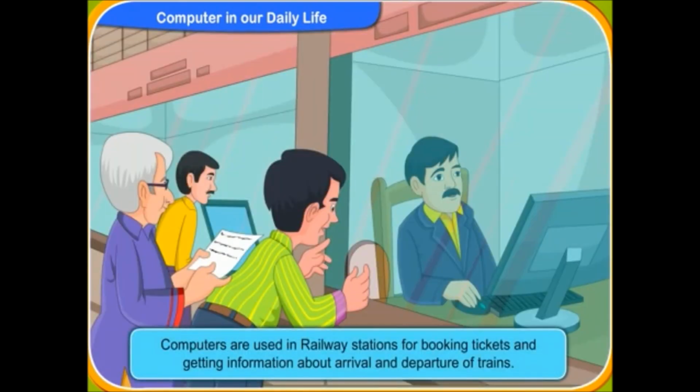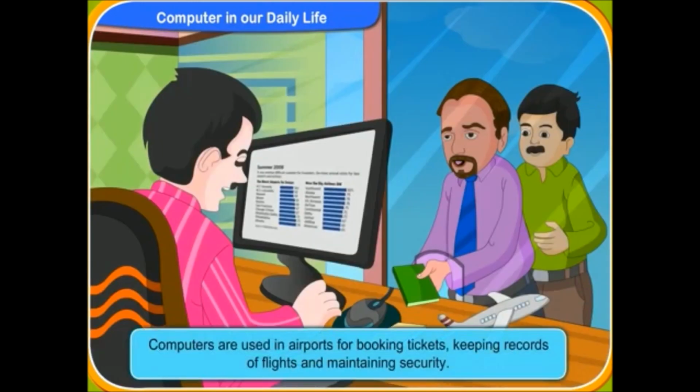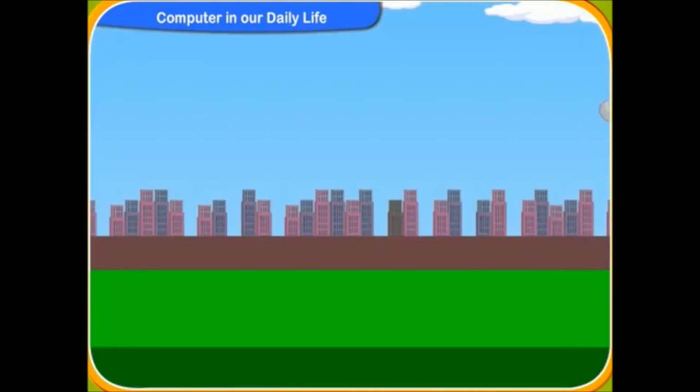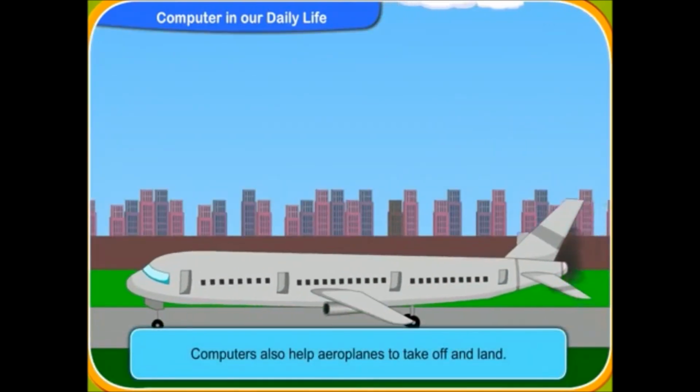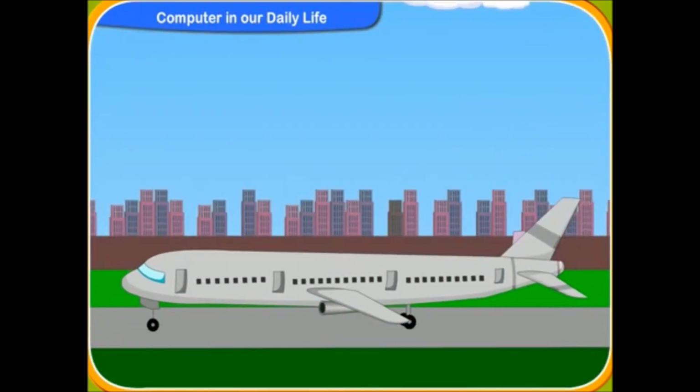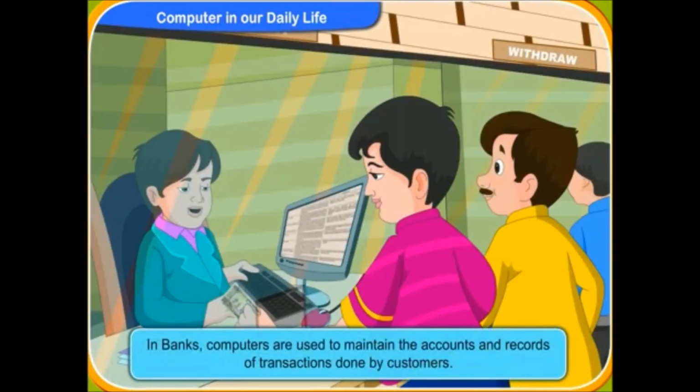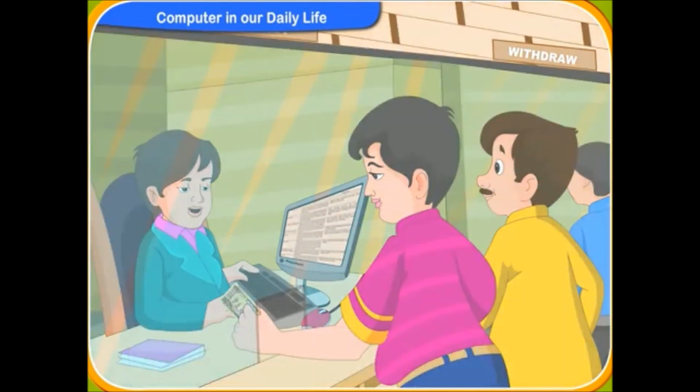Computers are used in railway stations for booking tickets and getting information about arrival and departure of trains. Computers are used in airports for booking tickets, keeping records of flights, and maintaining security. Computers also help aeroplanes to take off and land. In banks, computers are used to maintain the accounts and records of transactions done by customers.